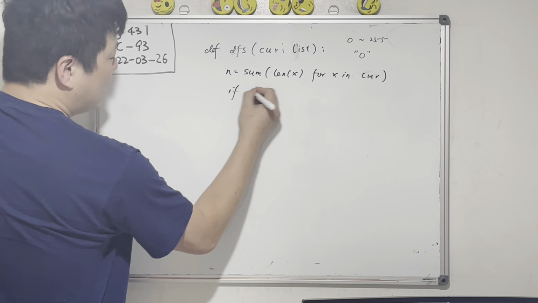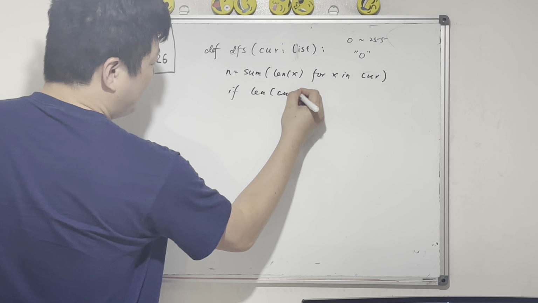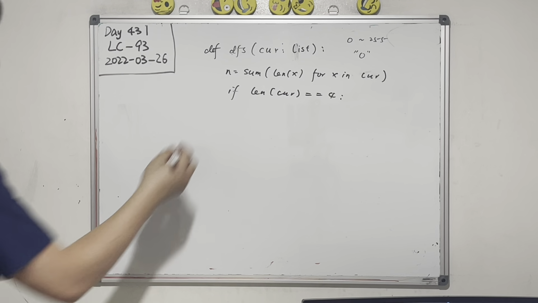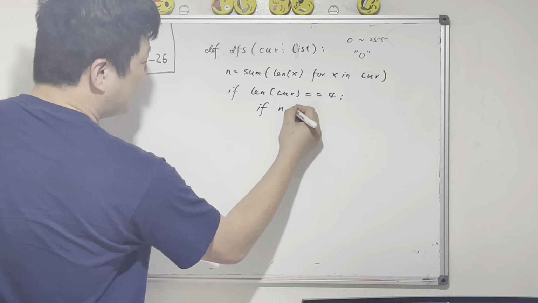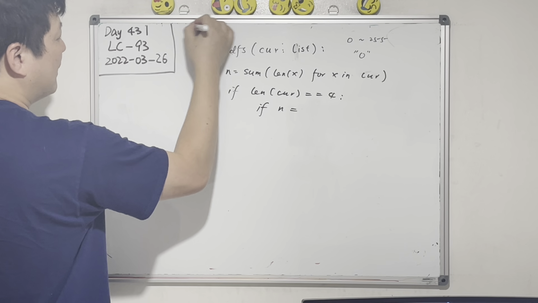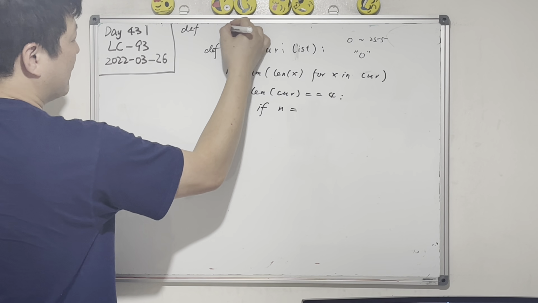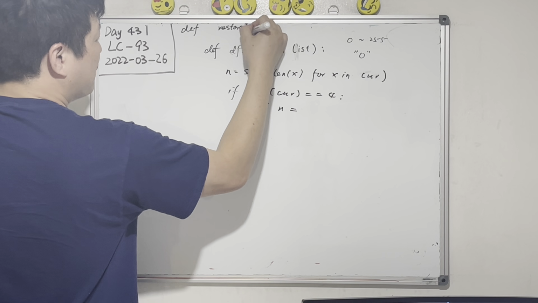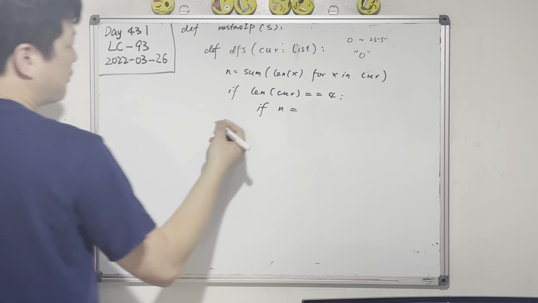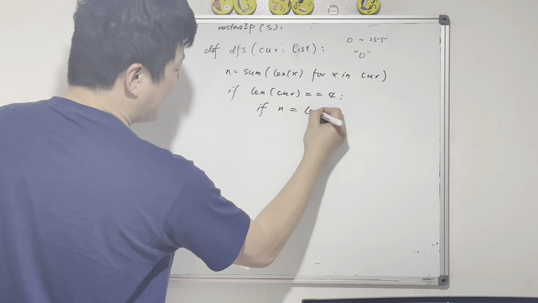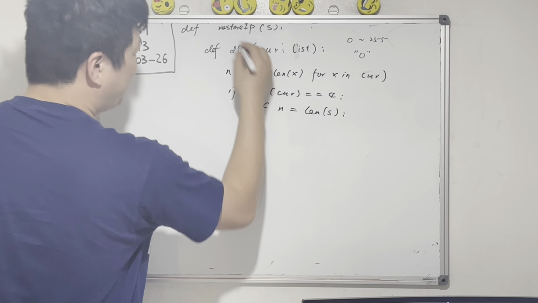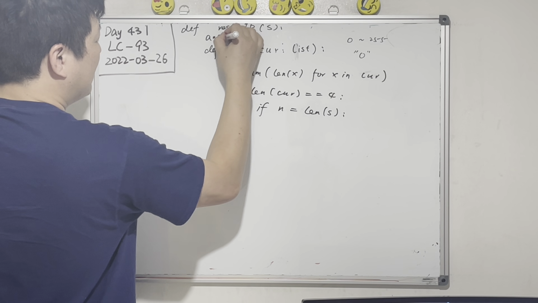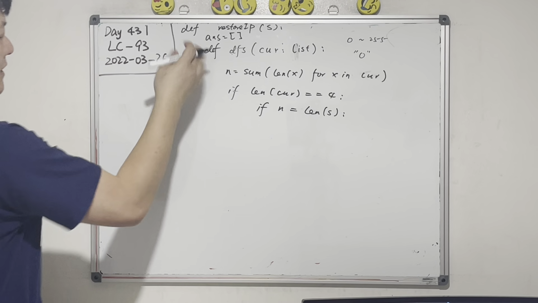If the length of current equals 4, what does it mean? We already have 4 digits, and then we have to check if n equals the length of s. Here the original problem is Restore IP Addresses, where we have a string. So if n equals the length of s, then we put it in the answer. The answer is a list that contains the list of IP addresses.